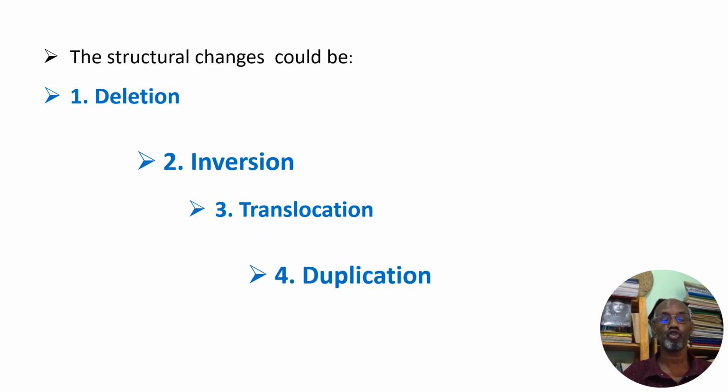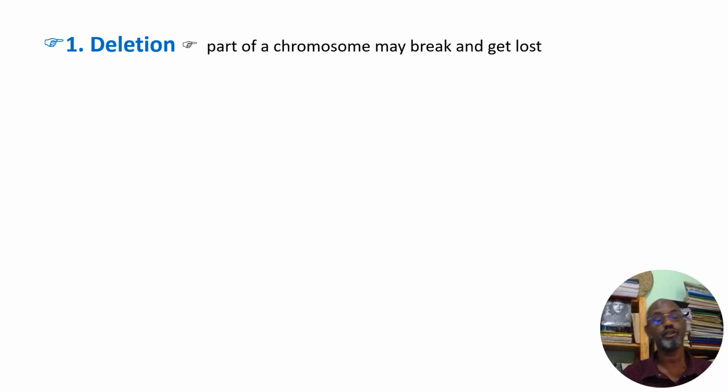Deduplication, when part of a chromosome is found twice or more. Duplication, redundancy of the chromosome. Let us see each one by one. Deletion: part of a chromosome may break and get lost.